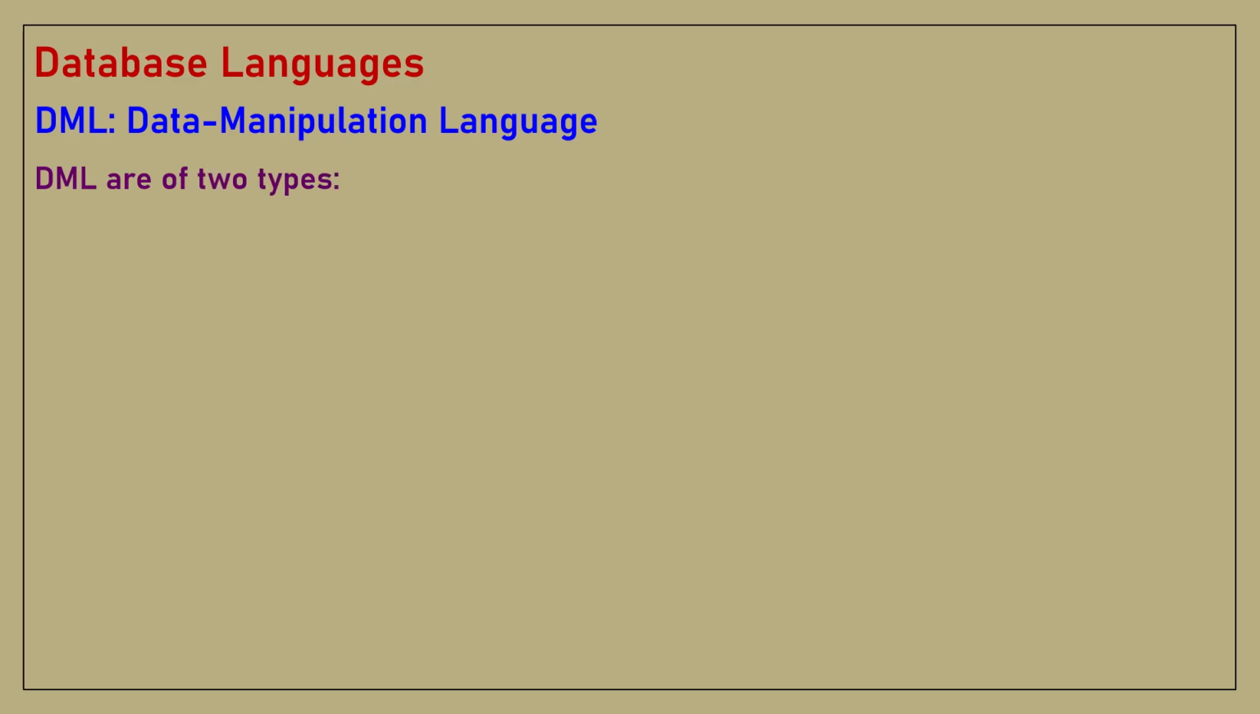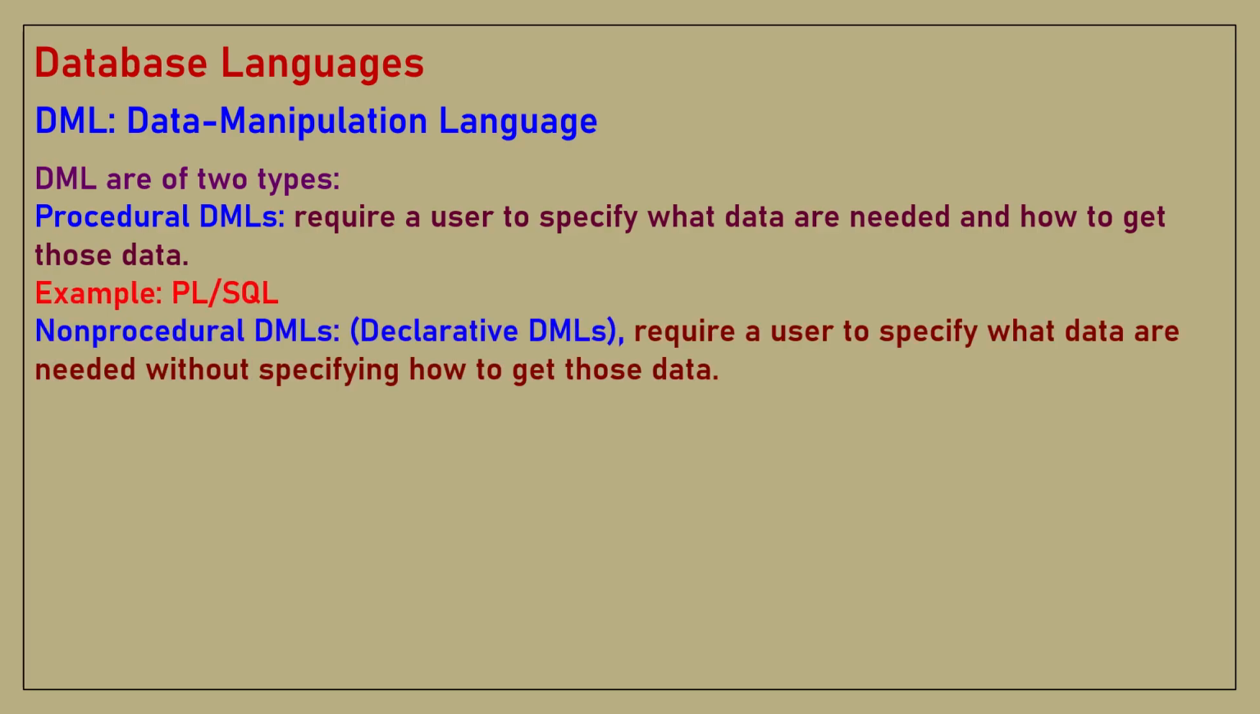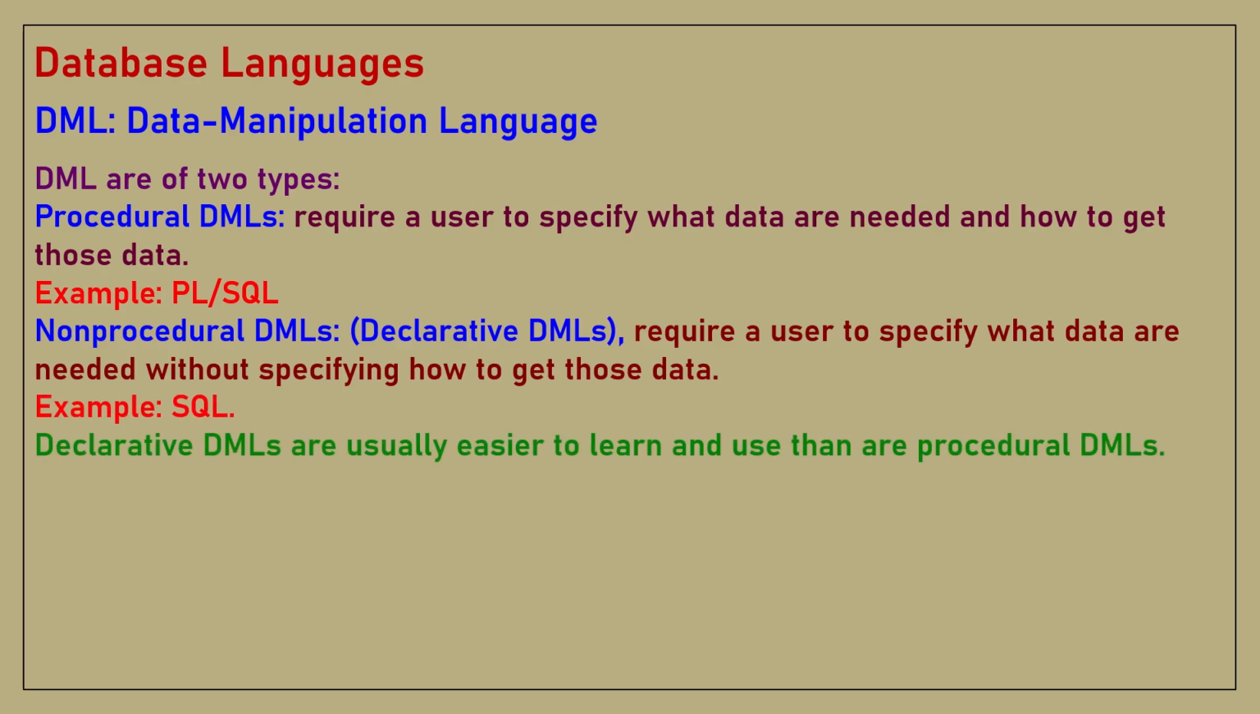DML are of two types. Procedural DMLs require a user to specify what data are needed and how to get those data. Example: PL/SQL. Non-procedural DMLs, also termed as declarative DMLs, require a user to specify what data are needed without specifying how to get those data. Example: SQL. Declarative DMLs are usually easier to learn and use than procedural DMLs.